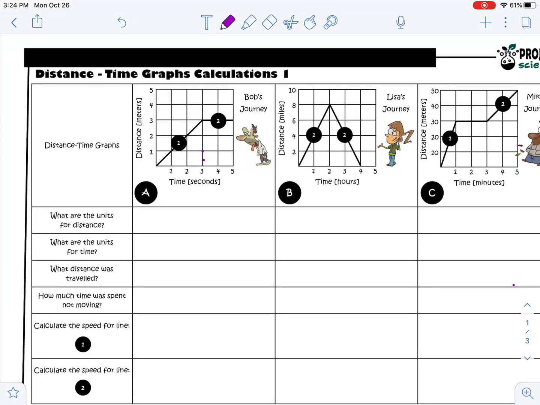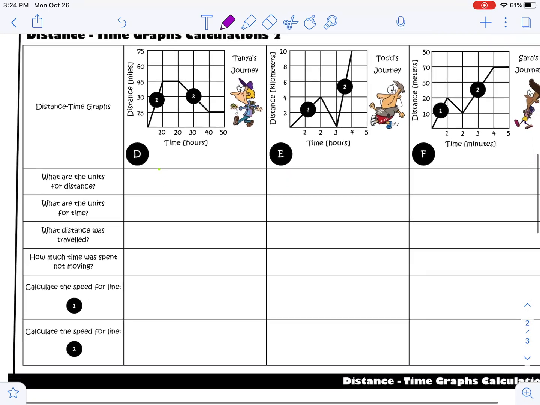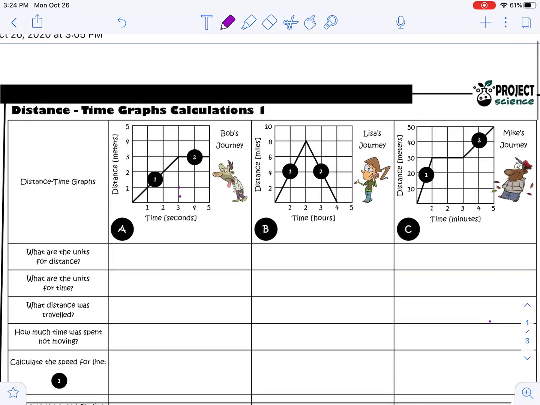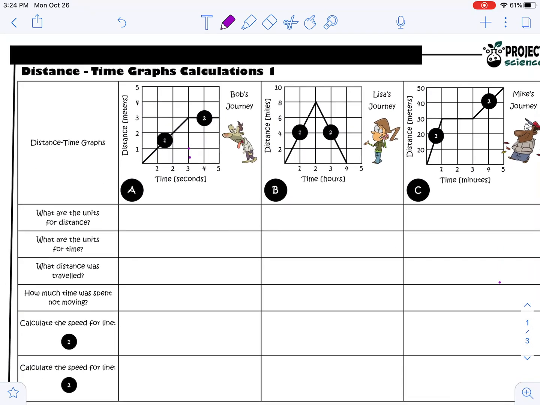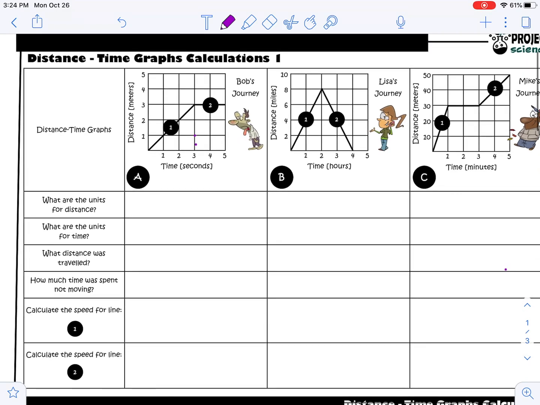Hey guys, let's go ahead and do a little bit of practice with these distance time graph calculations, okay? You're going to have 6 of these to do, and we will go over these on an in-person day, but I wanted to get you started on it here. You're going to be answering the same 6 questions for each one of these graphs. So let's look at the very first one.